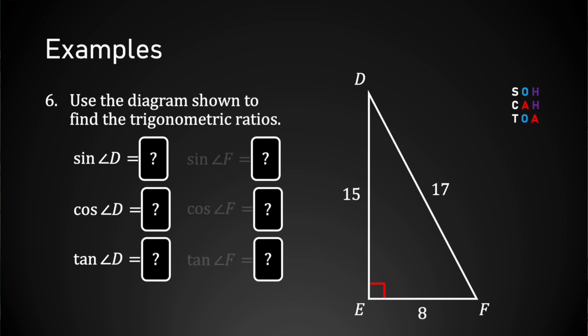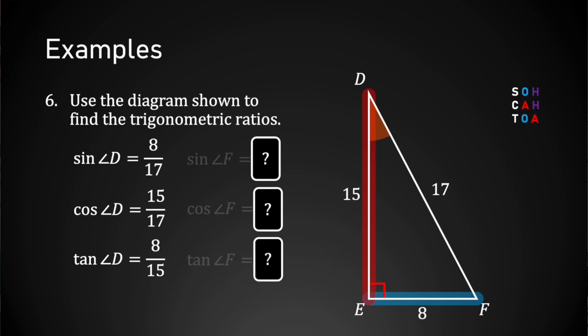To find the sine of angle D, we need the ratio of the opposite side to the hypotenuse. Here, the opposite side, in blue, has a length of 8, and the hypotenuse, in purple, has a length of 17. So the sine of angle D is 8 over 17. Cosine is adjacent over hypotenuse, so for angle D, cosine is 15 over 17. Lastly, to find tangent, we need the opposite and adjacent sides. Again, the opposite side in blue has length 8, and the adjacent side in red has length 15, making the tangent of angle D 8 over 15.